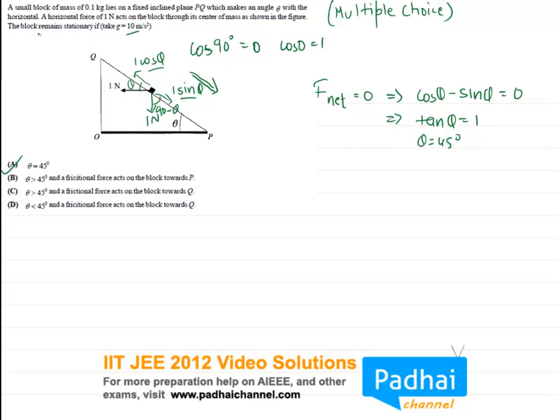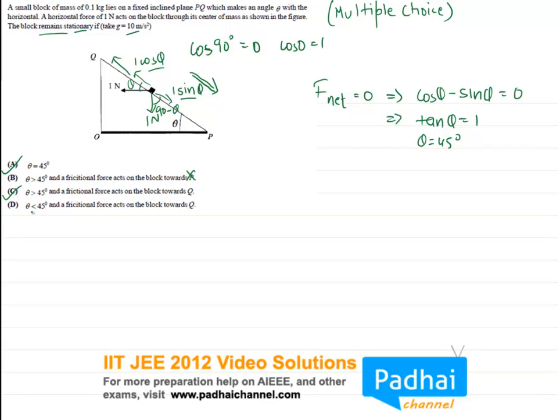Now for it to remain stationary, what do we need? We will need friction to be acting in the upward direction, right? So that the net force becomes 0. So a frictional force acts on the block towards P, which is wrong, right? It should act towards Q. That means option C is correct.